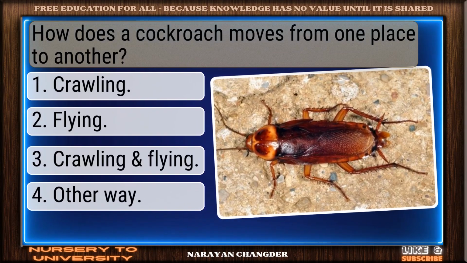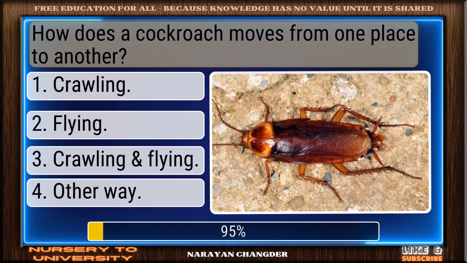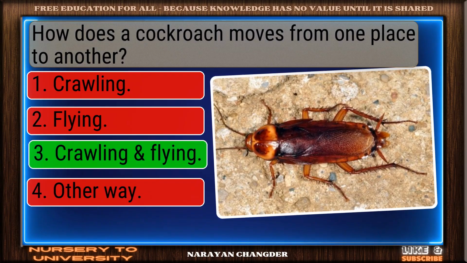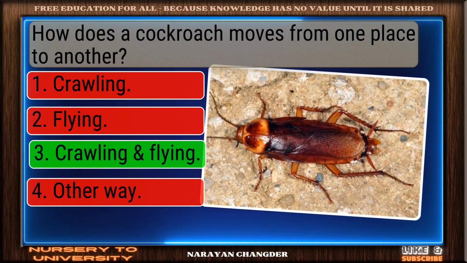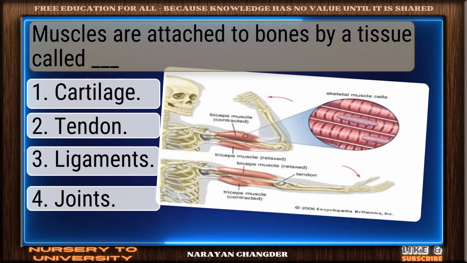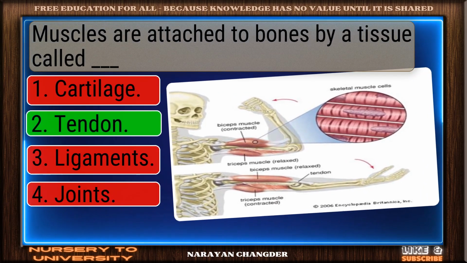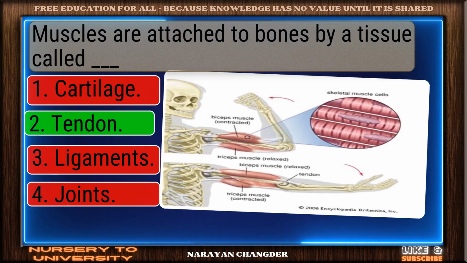How does a cockroach move from one place to another? Excellent choice. Crawling and flying is the right answer. Muscles are attached to bones by a tissue called dash. You chose tendon, and it is correct.